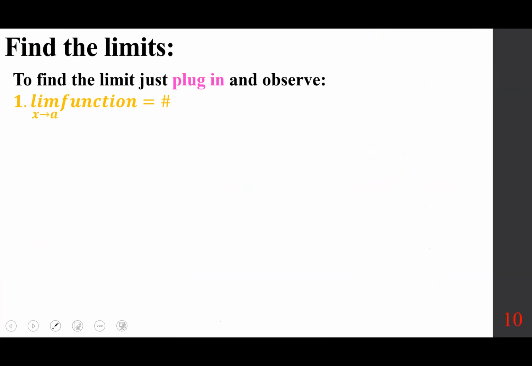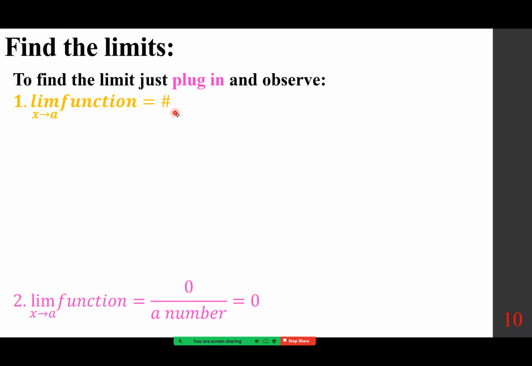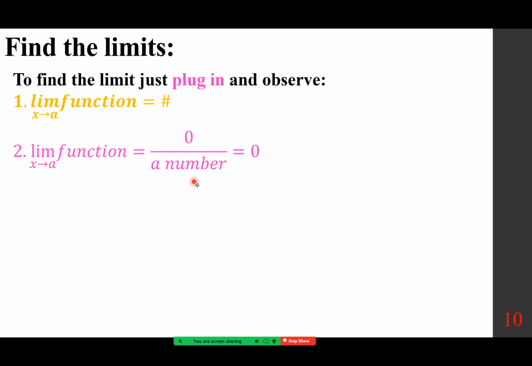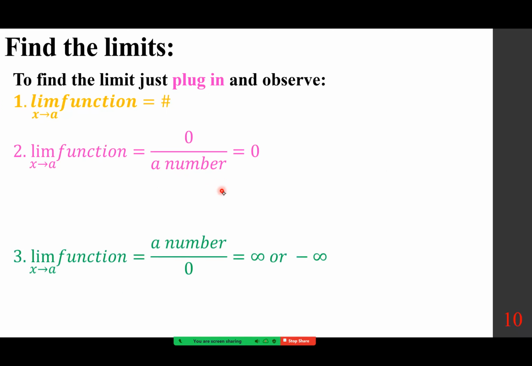To find the limit, just plug in. I remind you of what we did when we did the limits. It gives you a number, you're done. It gives you 0 over a number, any number other than 0, the answer is 0 and you're done.